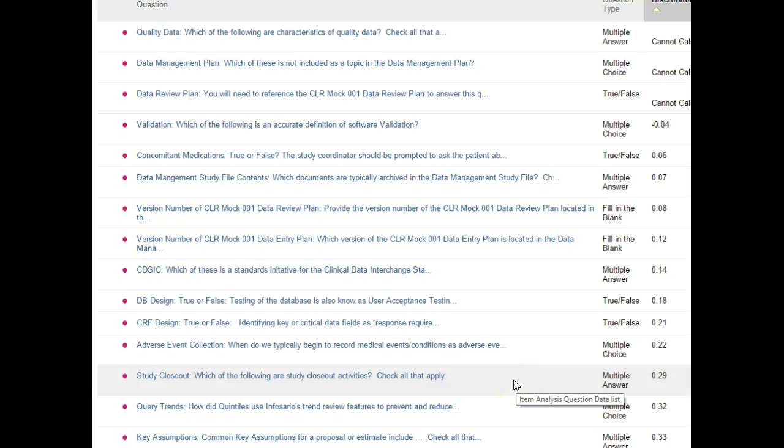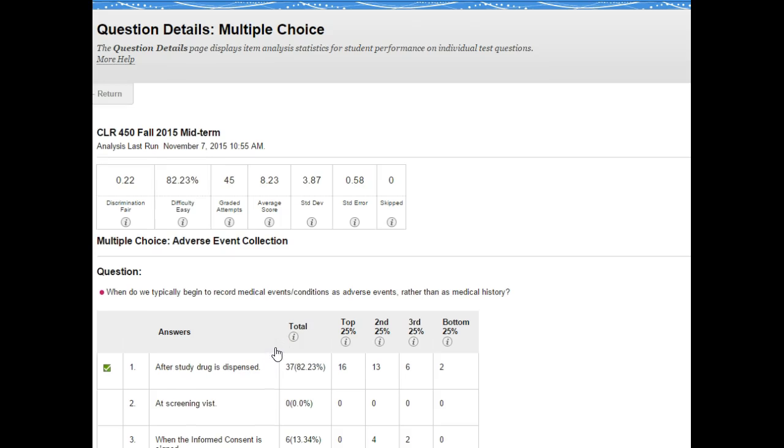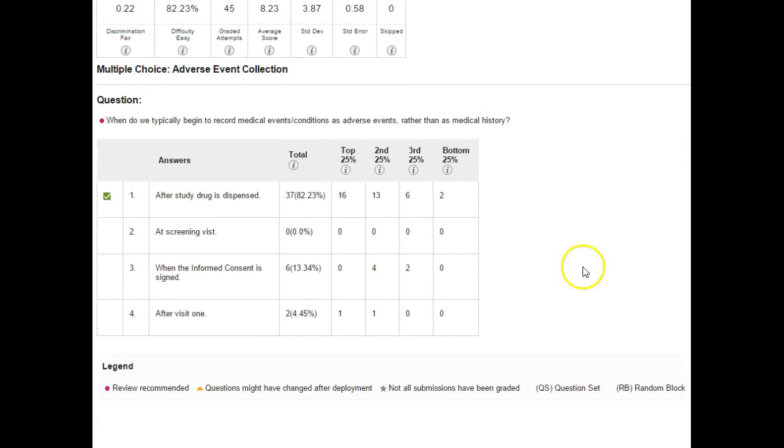My session timed out. Okay, another question that I don't want to see you guys miss anymore, because this is another key point, and we've seen it both on Module 3 and on this midterm, and you're going to see it on your final. When do we typically begin to record medical events and conditions as adverse events rather than as medical history? The correct answer was after the study drug is dispensed.